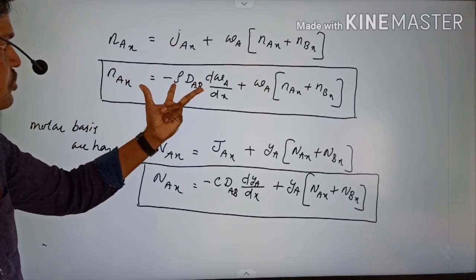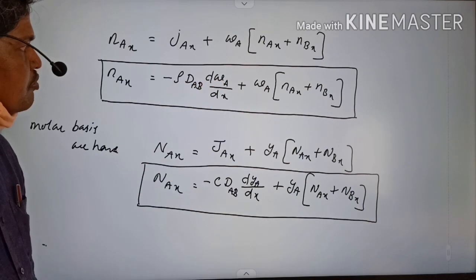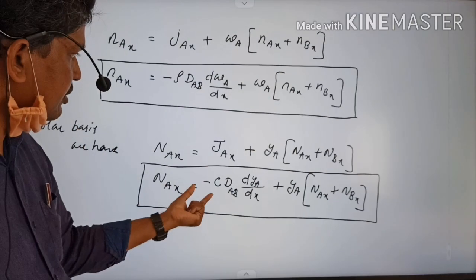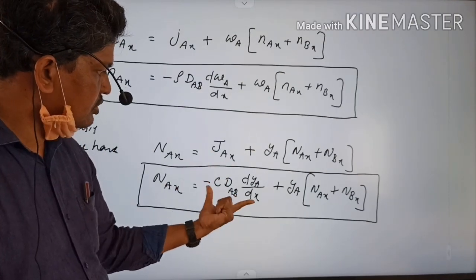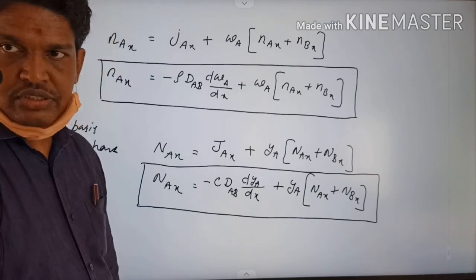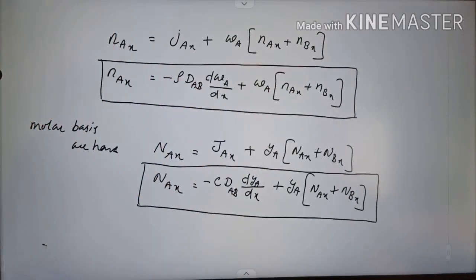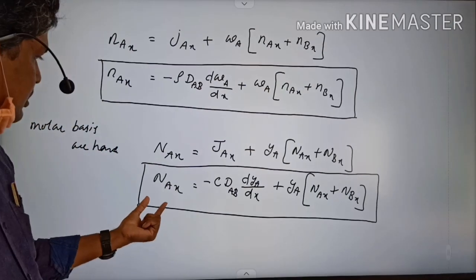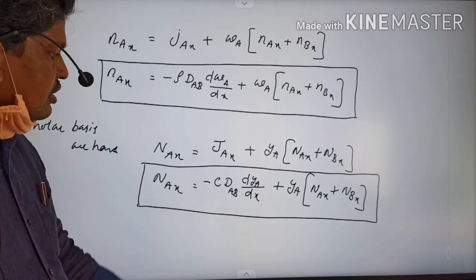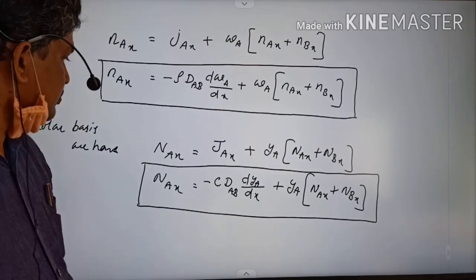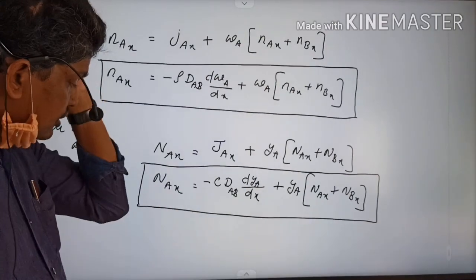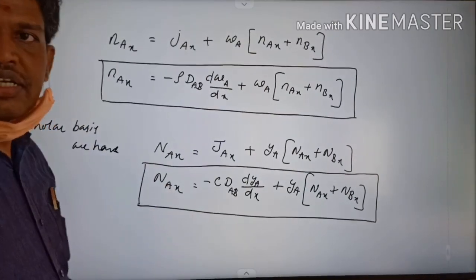That is Jx is equal to minus DAB into d rho A by dx, or minus rho into DAB into dWA by dx. This is another form. Then Fick's law equation can also be expressed as Jx is equal to minus C DAB into dYA by dx. These are the different forms of Fick's law equation of component A in x direction, where NAx is the total flux of component A in x direction. Similarly, you can write the expression for the total flux of component B in x direction.